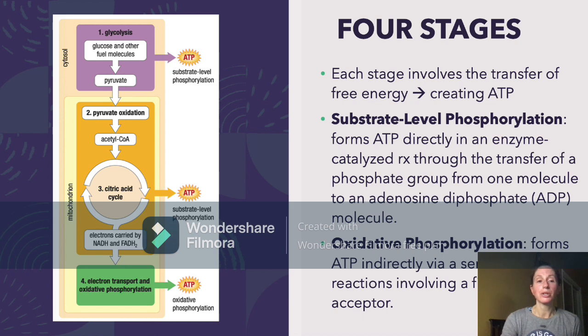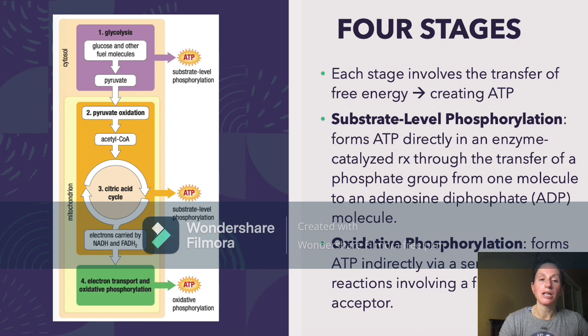This is the only stage that occurs in the cytosol for all cell types, whether they're prokaryotic or eukaryotic. Maybe you can tell me why with prokaryotes it's definitely in the cytosol. Hopefully somebody can tell me that. And then all of the rest of the reactions occur in the mitochondria with eukaryotic organisms.